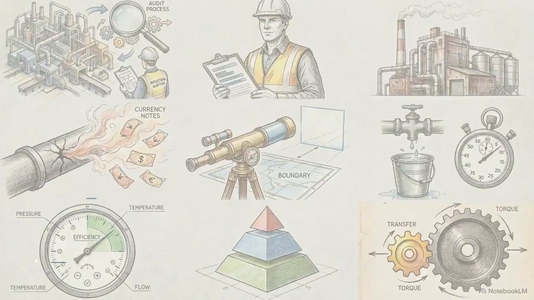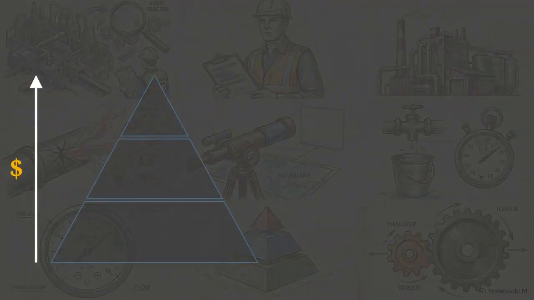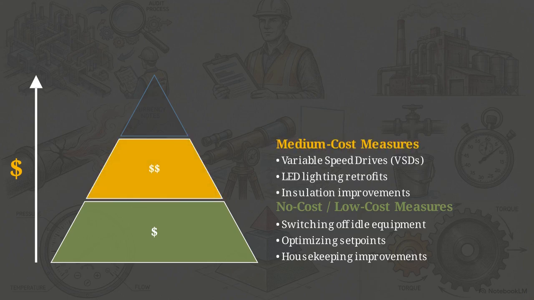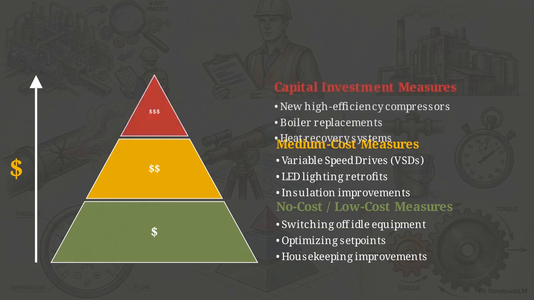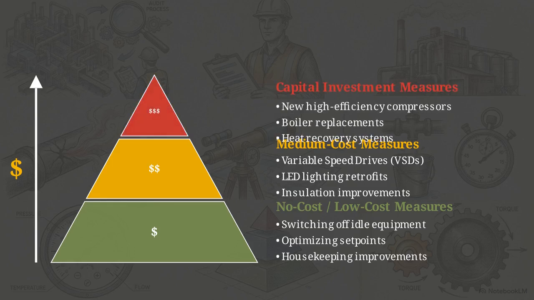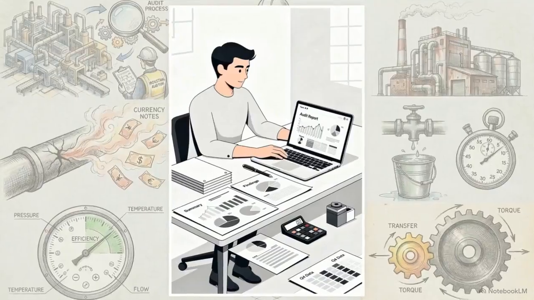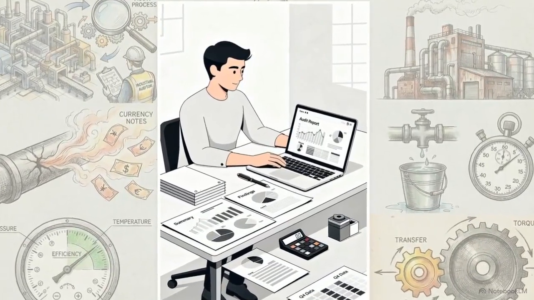We break measures into financial tiers. Base tier includes immediate, zero-capital operational changes like switching off idle equipment. Moving up, we compare medium-cost upgrades against heavy capital investments like boiler replacements. These top-tier projects offer higher absolute savings, but must be carefully phased over time. Sorting these measures by rigid financial tiers protects the facility's immediate cash flow, while systematically guaranteeing efficiency gains year over year. All of this fieldwork culminates in the primary deliverable, the audit report.